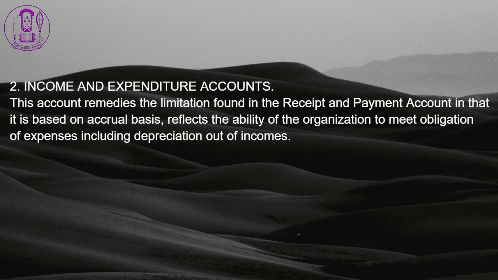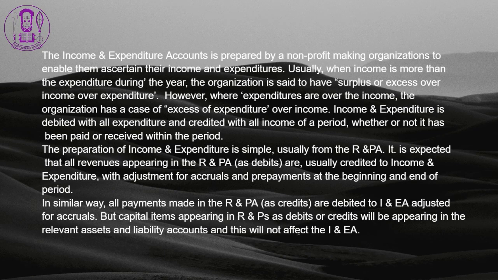2. Income and expenditure accounts. This account remedies the limitation found in the receipt and payment account in that it is based on an accrual basis and reflects the ability of the organization to meet the obligation of expenses, including depreciation, out of incomes. The income and expenditure account is prepared by non-profit-making organizations to enable them to ascertain their income and expenditures. Usually, when income is more than the expenditure during the year, the organization is said to have a surplus, or excess of income over expenditure. However, where expenditures are over the income, the organization has a case of excess of expenditure over income.